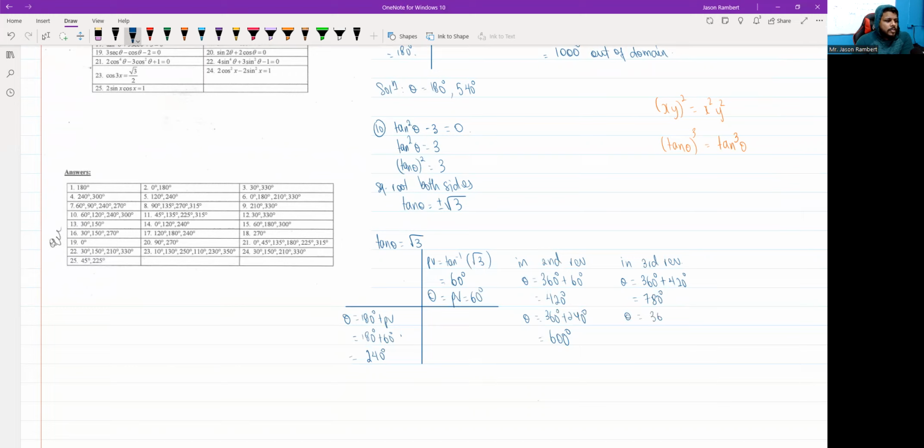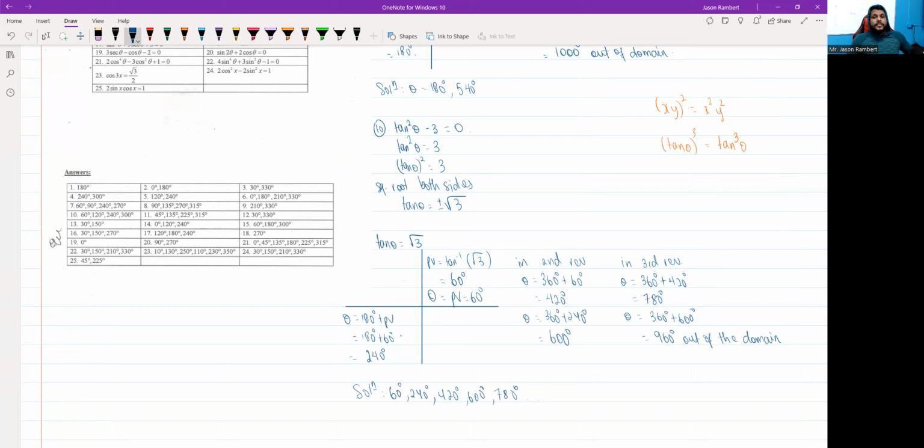Theta is equal to 360 degrees plus 600 degrees, and I get 960 degrees. That one is out of the domain. So my solution for when tan theta is positive is going to be 60 degrees, 240 degrees, 420 degrees, 600 degrees, and 780 degrees.